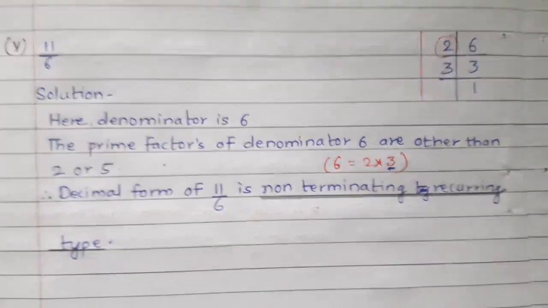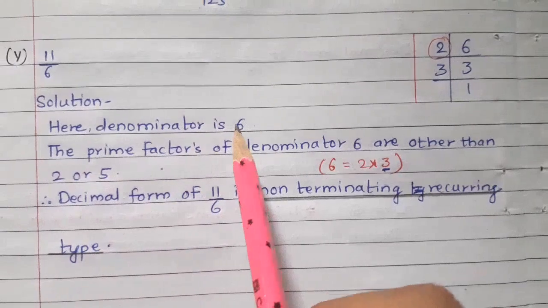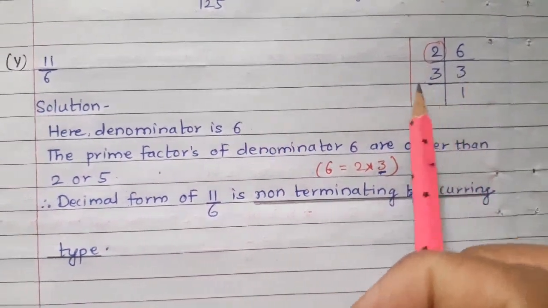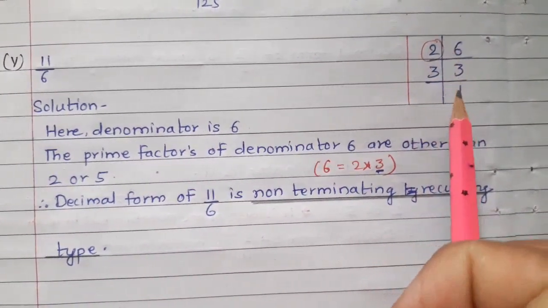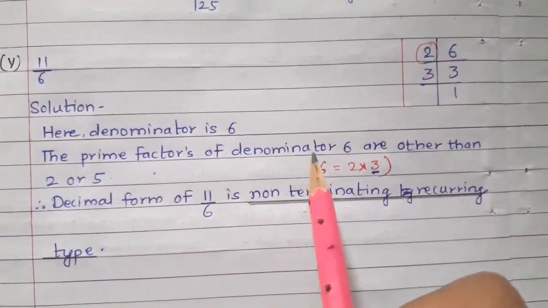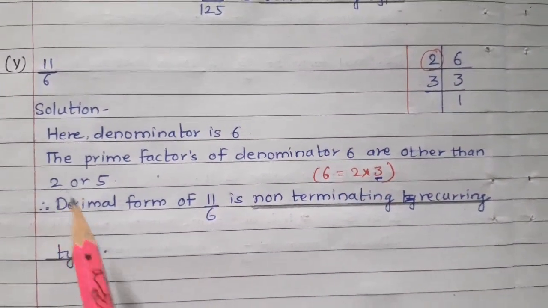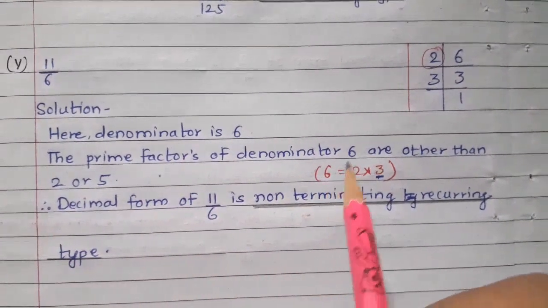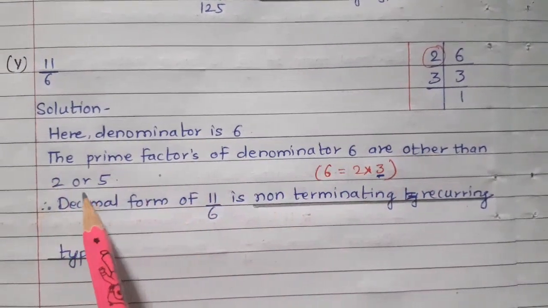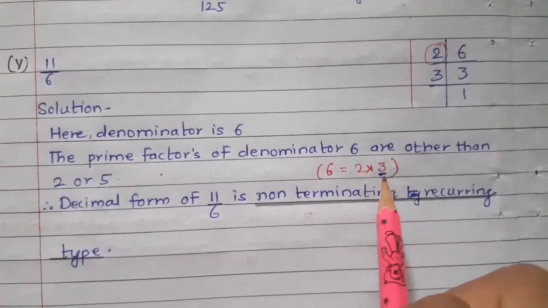Subquestion 5th, 11 upon 6. Solution. Here denominator is 6. So the prime factors are 3 2s are 6 and 1 multiplied by 3, that is 3. So 6 is equal to 2 multiplied by 3. The prime factors of the denominator include a number other than 2 or 5. We want 2 or 5 only. Here 2 is also there, but 3 is there.